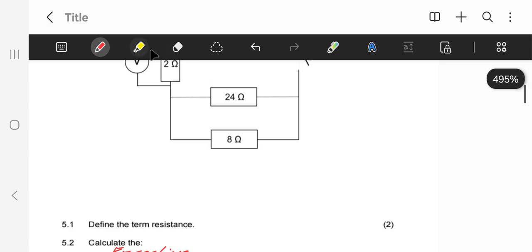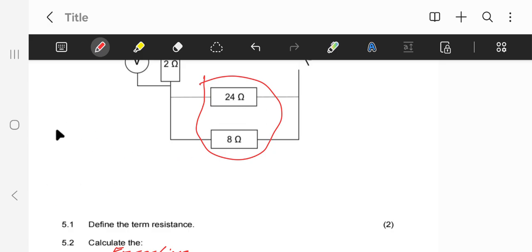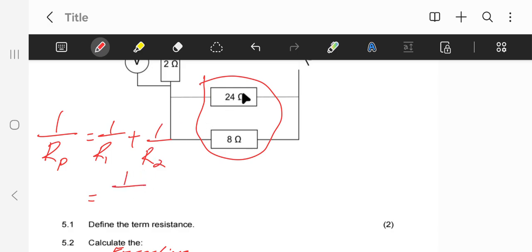When we find the resistance in parallel, we are looking at these two resistors here, and there are two formulas we can use. We use the formula 1 over Rp is equal to 1 over R1 plus 1 over R2. When we substitute, I always say the top one is R1, so it's going to be 1 over 24 plus 1 over R2, the bottom one. Then we'll calculate and see what the answer is.